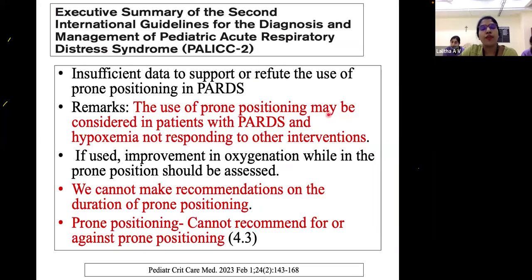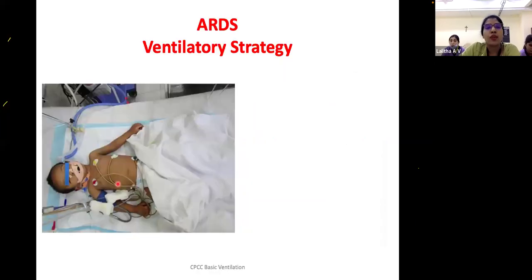So what about PALICC 2? What do they recommend? They say there is insufficient data to support or refute the use of prone position, but one can consider proning in patients who are hypoxemic and not responding to conventional strategies. What are the conventional strategies? Again, 6 to 8 ml per kilo body weight, appropriate or optimal PEEP, I:E ratio, and FiO2. Suppose with all of this the hypoxemia is not improving, one can consider proning.